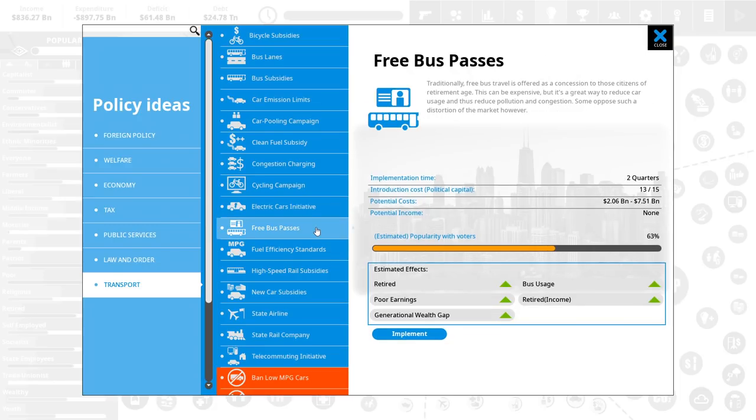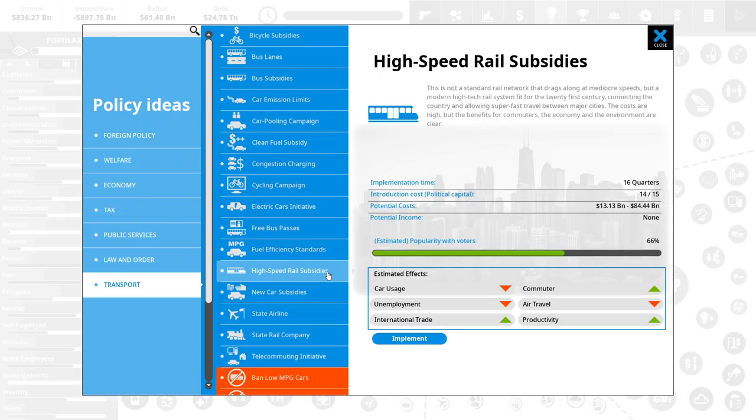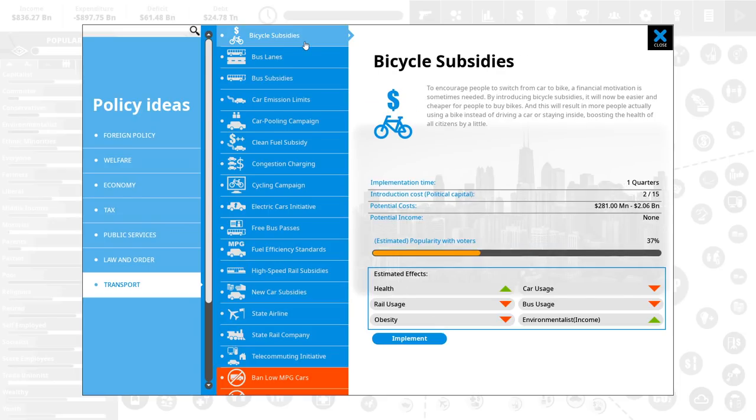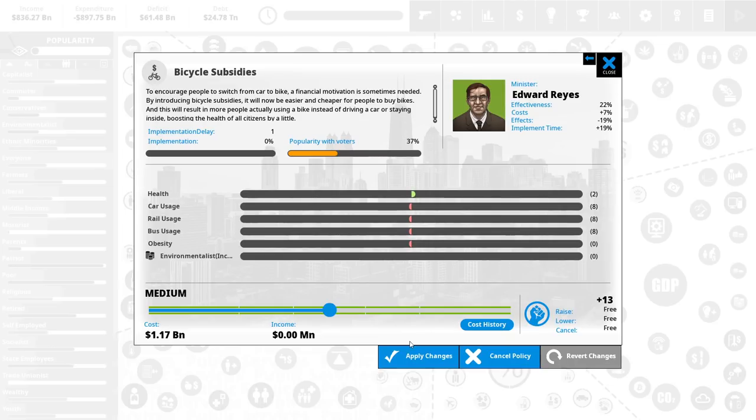Then, what we could do is free bus passes, but that doesn't seem to reduce car usage because, I'm guessing, of retirement age. So maybe the assumption is they're not really driving that much anyway, the drivers of the commuters. Now, high-speed rail subsidies are expensive, but people would love them. You know what? This is cheap. We're going to make this happen. So, okay, bicycle subsidies, they're being implemented, but I get to choose to what extent they're going to be implemented.